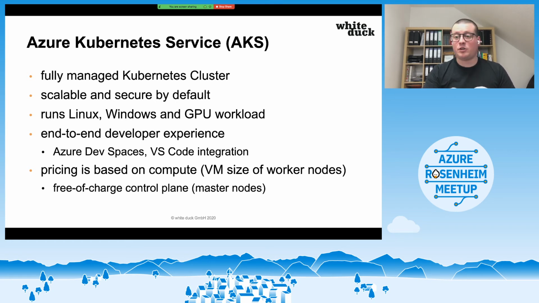Pricing is also based on compute. So you need to define your VM sizes for your worker nodes. There can be different sizes, so you can define different node pools with different VM sizes. And then you just pay for those virtual machines, the normal virtual machine price, and the whole control plane, or the master part I showed you in the big picture, is free of charge. So you don't need to pay for anything there. You're just paying for the compute which you need on your worker side. Only the virtual machine sizes you define, you need to pay. Everything else is free of charge.